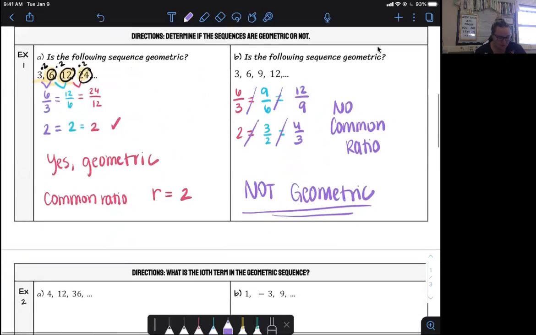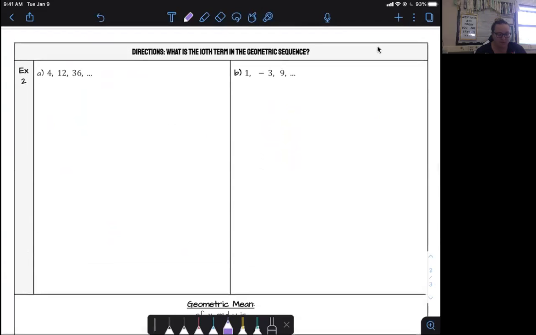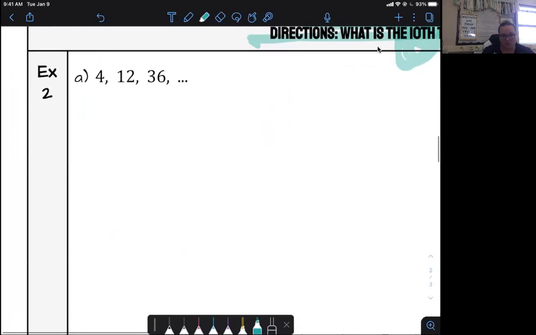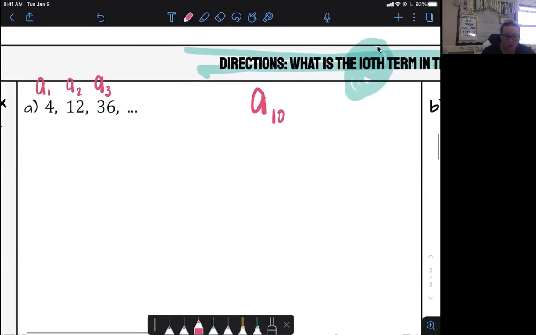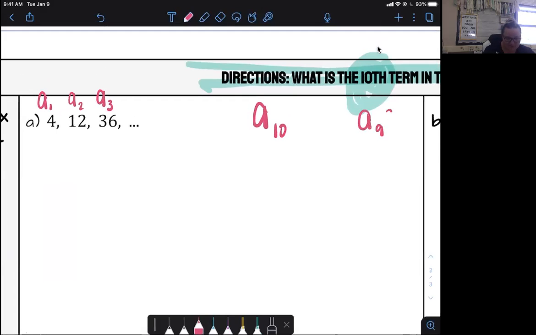All right. So now we're going to actually build our explicit or recursive formulas, and we're going to create an equation, a formula, and we're going to find the 10th term in each of these sequences. So for example 2, we have 4, 12, and 36. We know our first term, our second term, and our third term. If we want to find the 10th term, a sub 10, we would need to know our 9th term.